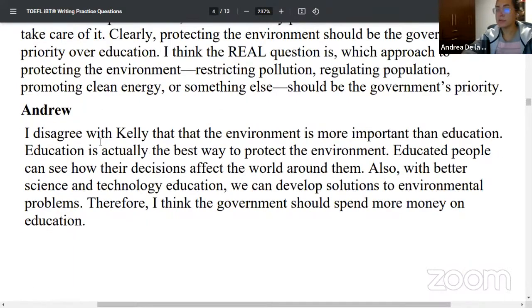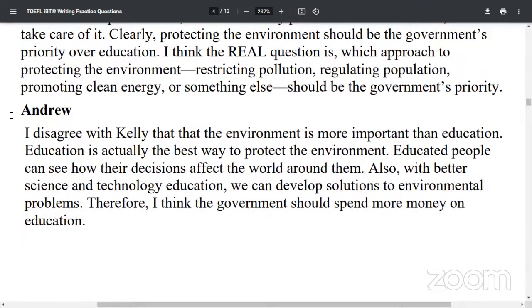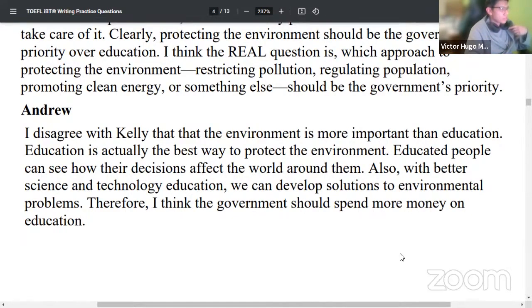Now, can anybody else please read Andrew's post? I can read, teacher. Yes, please go ahead. I disagree with Kelly that the environment is more important than education. Education is actually the best way to protect the environment. Educated people can see how their decisions affect the world around them. Also, with better science and technology education, we can develop solutions to environmental problems. Therefore, I think the government should spend more money on education. Okay, perfect. Thank you, Victor.